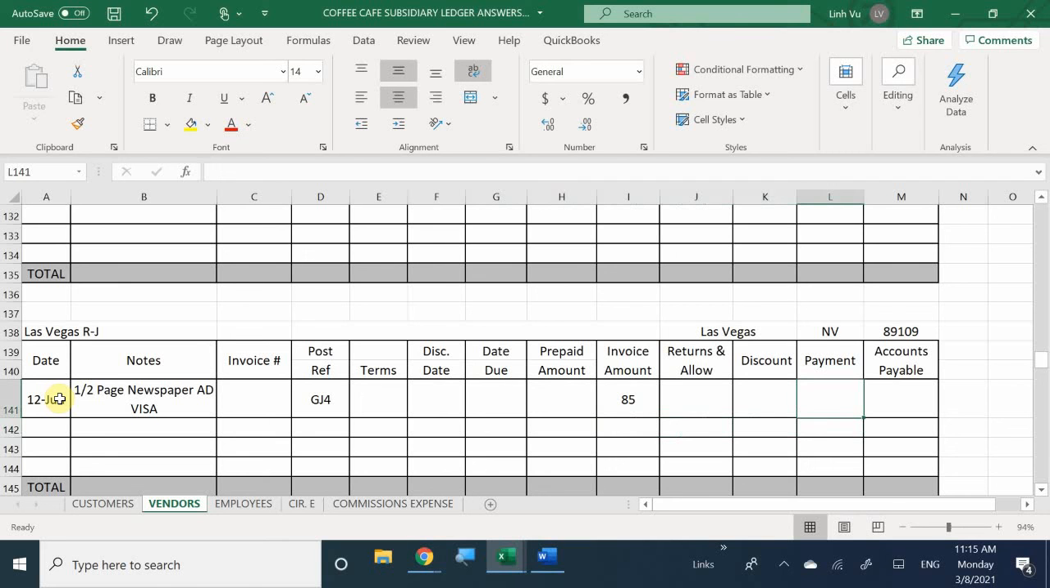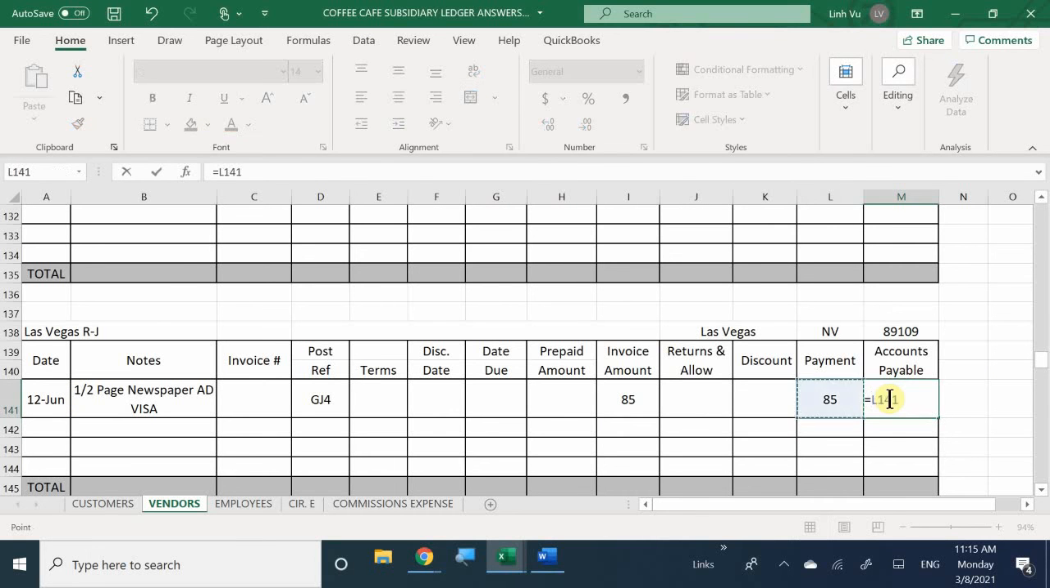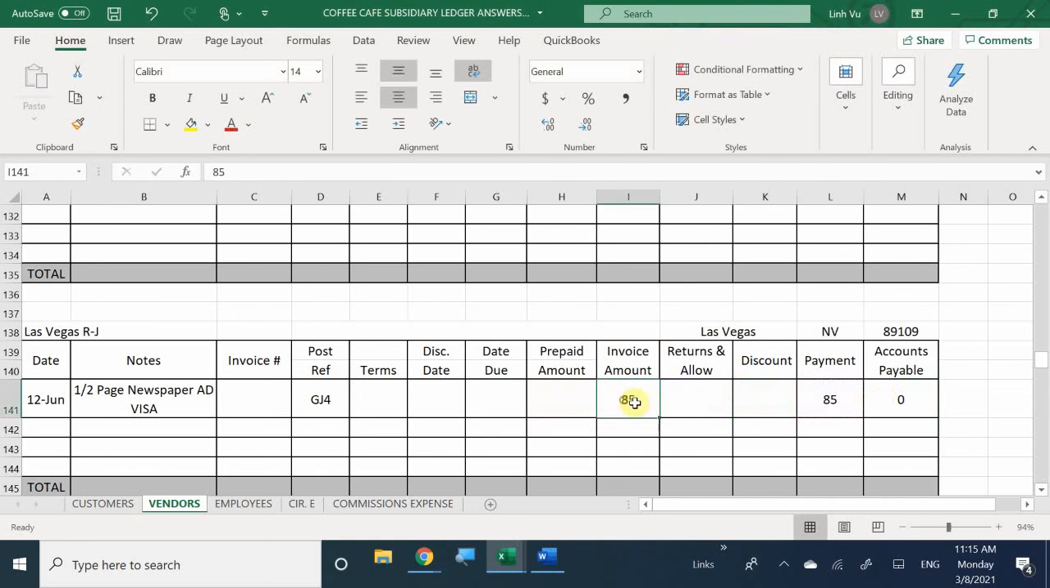And because if you think about it, you're using a Visa credit card. So essentially, you are making the payment to them. All right? Because at the end of the day, who do you owe? You owe the credit card company. So again, we're going to do the formula once again. It's going to be invoice minus prepaid, minus any returns, minus any discounts, minus any payments. In this case, I owe this company $0.